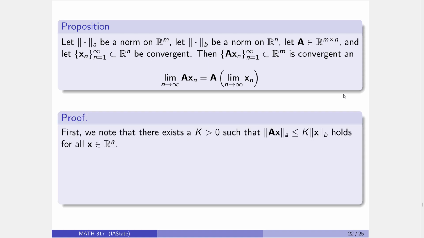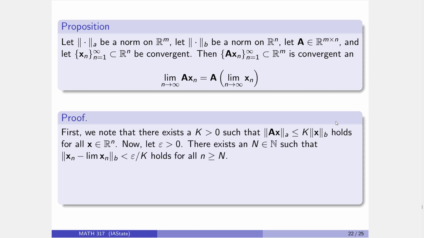Note that these limits are actually in different norms. This limit here is the A norm, and this limit is the one for the B norm, right? They are on different sets. But again, they're equivalent, so, you know, life's good.